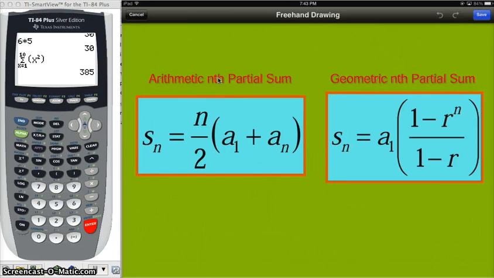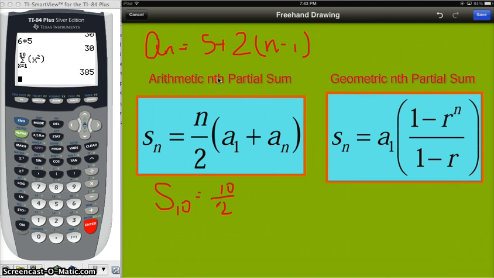So an example of an arithmetic sequence would be a sub n is equal to 5 plus 2 times n minus 1. And they want a sub 10. Okay, so here in my equation, if they want the 10th term, remember the subscript tells you what they're looking for. Wherever there's an n, I plug in 10.